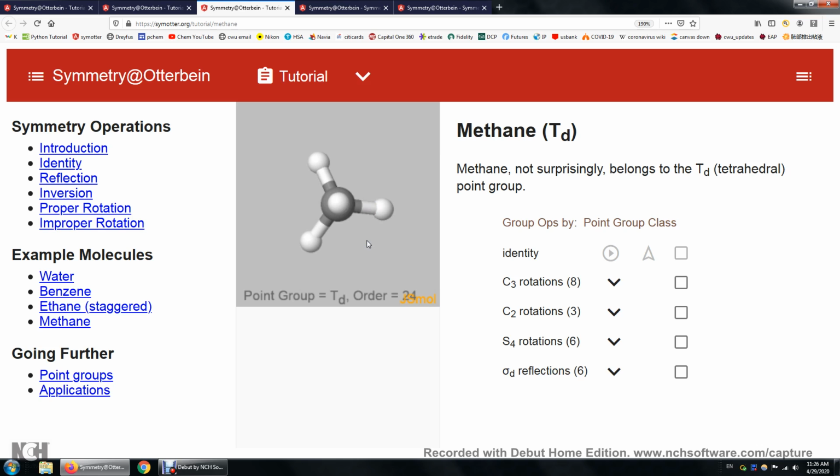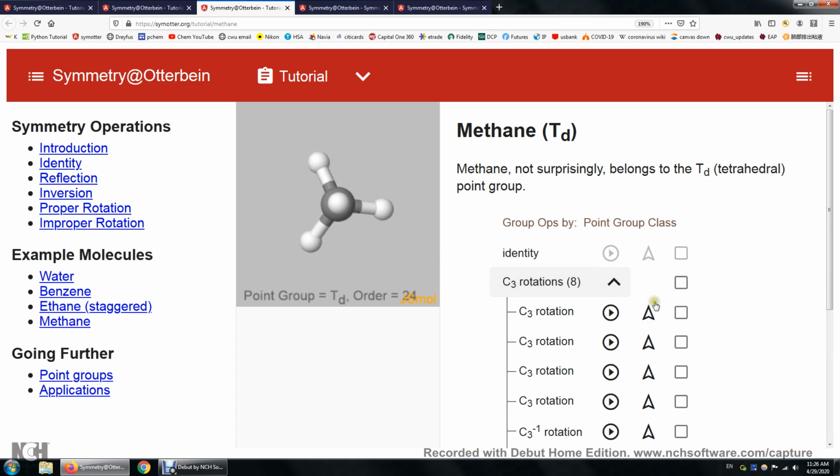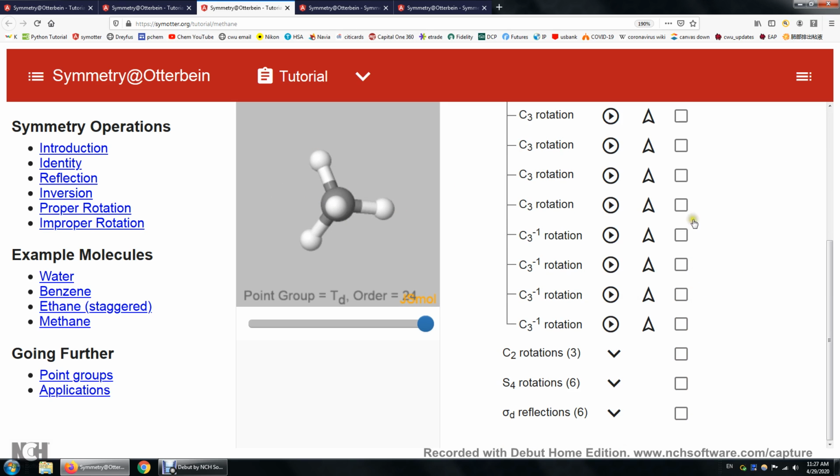And then for each C3 axis, there are 2 different operations. You can rotate this 120 degrees or negative 120 degrees. So I'm going to show you maybe just the one C3, and then we're going to do rotation, another rotation. Oh, this is a different one. Okay. All right, so that's C3 rotation.